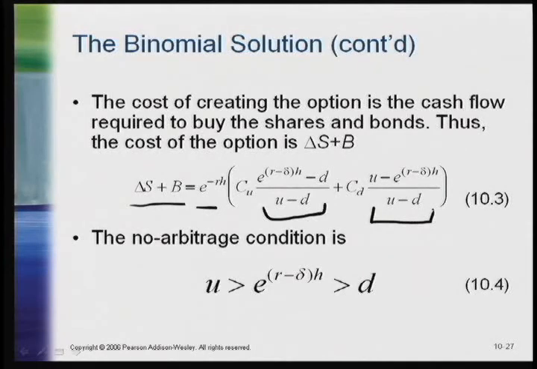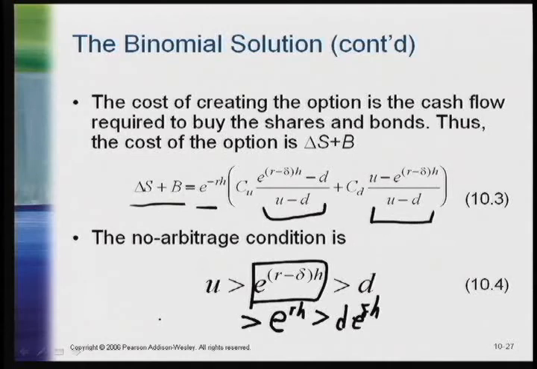Now, it turns out we have a no arbitrage condition, namely that this value, and let's recall what this is, this is the risk-free return on a T-bill minus the dividend rate, has to be less than U and greater than D. Perhaps if I rewrite this, it'll be more obvious. Another way of saying that is e to the RH has to be bigger than D e to the delta H, and has to be smaller than U e to the delta H.